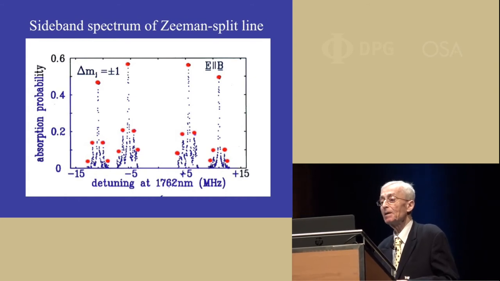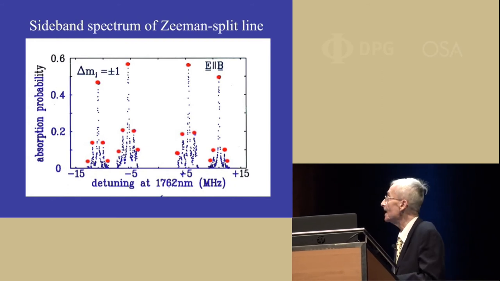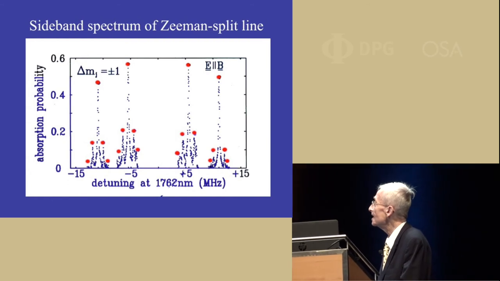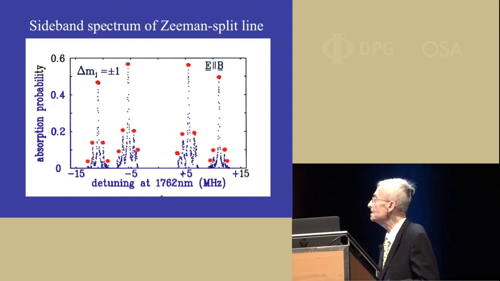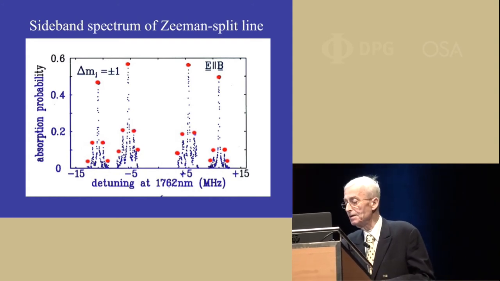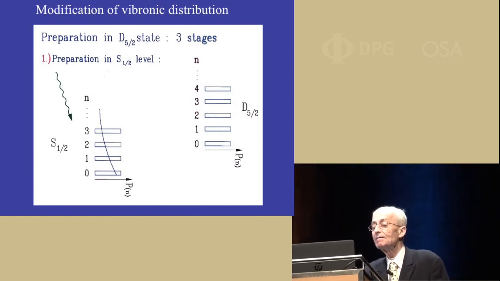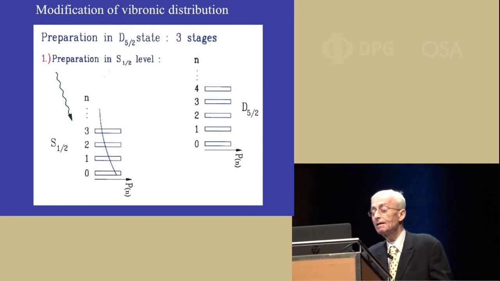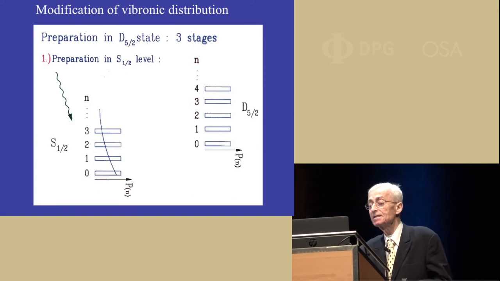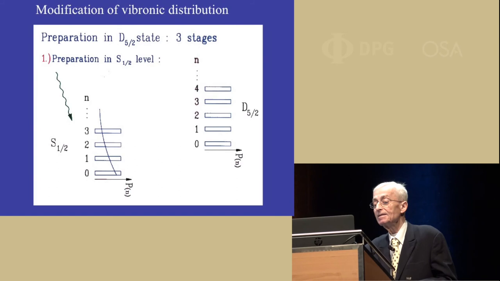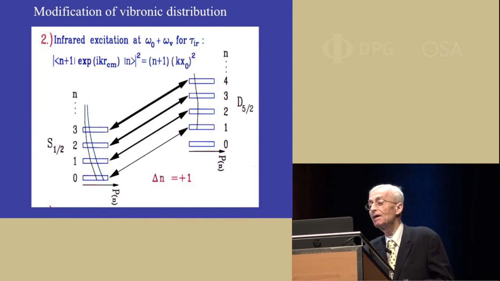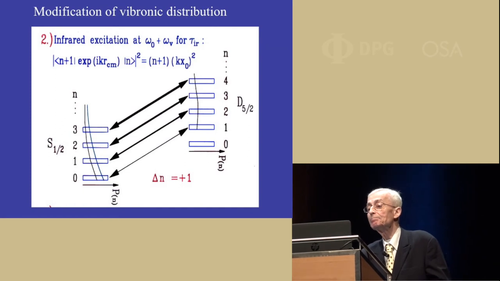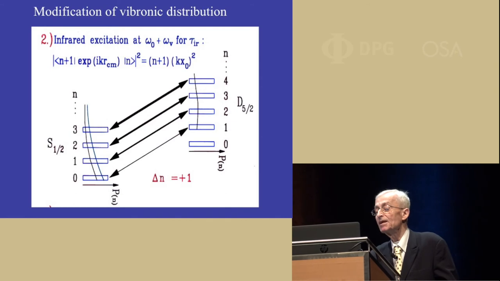This diagram shows the sideband spectrum of the Zeeman split line. There are four Zeeman components, and you can recognize here the vibrational sidebands, which are the analog of similar sidebands known from the Mössbauer effect. And modification of the vibronic distribution may take place. We start with the Boltzmann distribution over the vibrational levels in the electronic ground state, and we make use of the fact that the matrix elements between excited vibrational levels are proportional to n plus 1, where n is the vibrational quantum number.